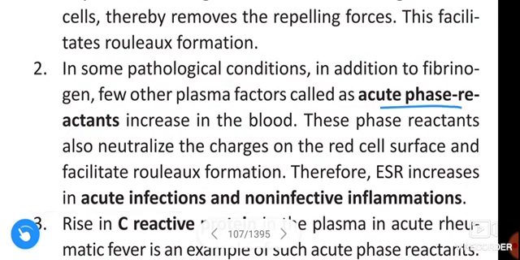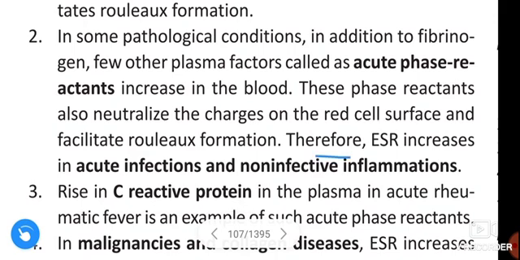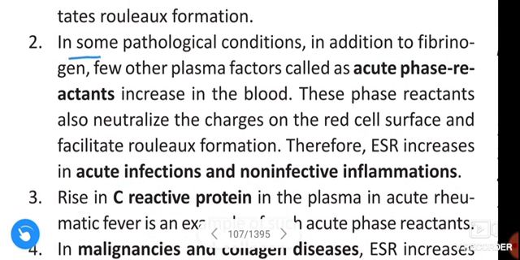Next, in pathological conditions, in addition to fibrinogen, a few other plasma factors called acute phase reactants increase in the blood. These acute phase reactants also neutralize the charges on the red cell surface and facilitate Rolex formation. Therefore, erythrocyte sedimentation rate increases in acute infections and non-infective inflammations.